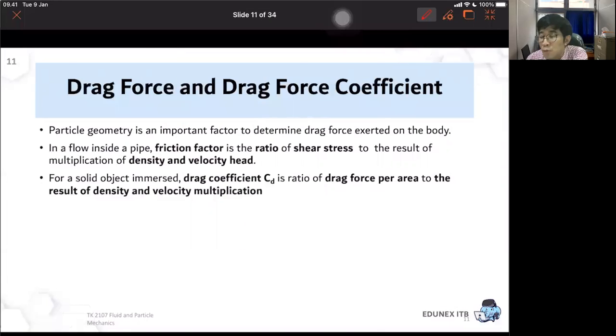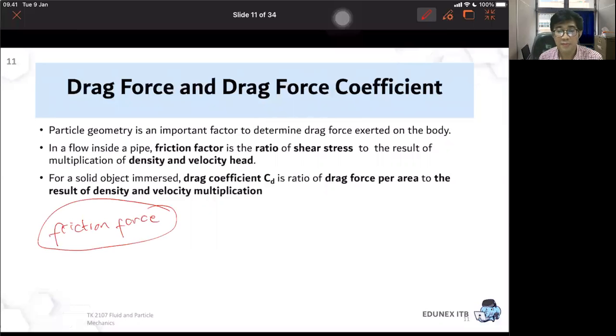Okay, now we go to how to calculate the drag force. Basically, it's the same approach as when you calculate the friction force. You still remember how to calculate friction force? You just finished the exam, right? Yes, sir.